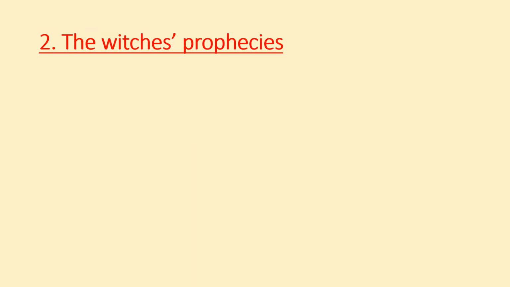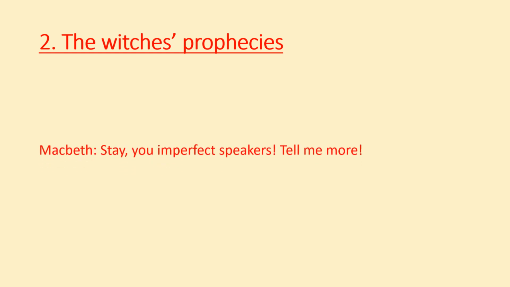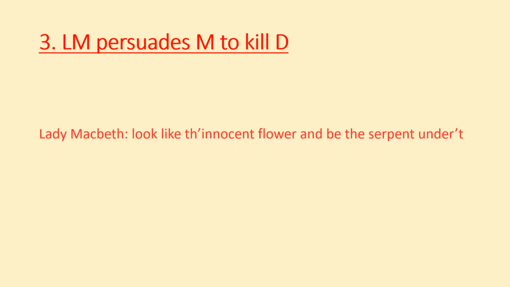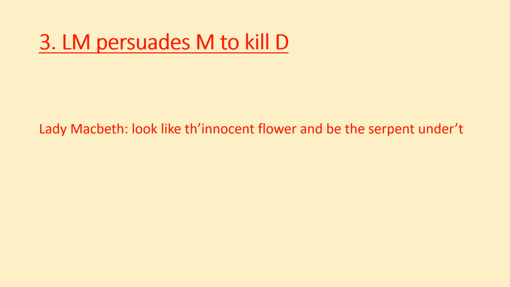The second point is about the witches' prophecies. I've gone for Macbeth saying, "Stay, you imperfect speakers, tell me more," just after he's found out that they are prophesying for him to become king. The third point is when Lady Macbeth persuades Macbeth to kill Duncan. This iconic quote, Lady Macbeth says, "Look like the innocent flower and be the serpent under it." All the ideas about duplicity are really clear in this quotation.